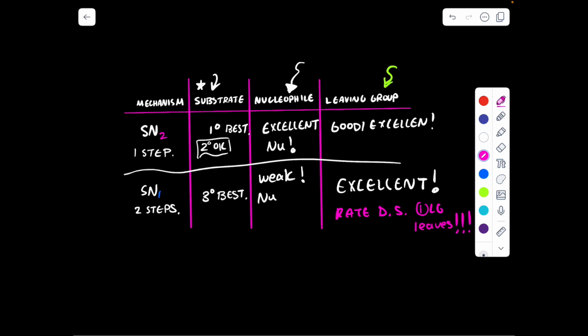Alright guys, that brings me to the end of this video. I went over the theory behind SN2 versus SN1 reactions and the main differences that we're going to see. I will do another video where I will go over some examples of what this looks like, proceeding via an actual question. But I hope this video helped.